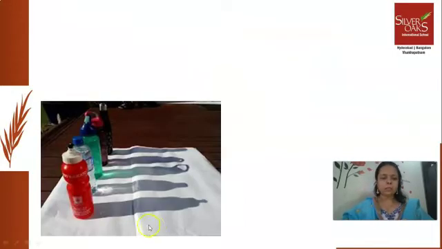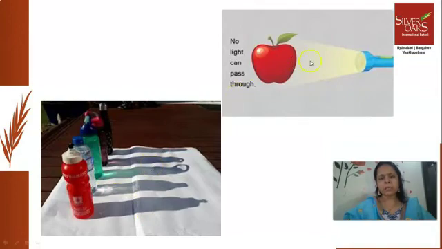Look here. What is happening here? Water bottles are here, right? So, light cannot pass through water bottles and that is why shadow is forming here. Similarly, it is happening here also. A torch is here, okay, but light cannot pass through this apple. That is why shadow is formed.